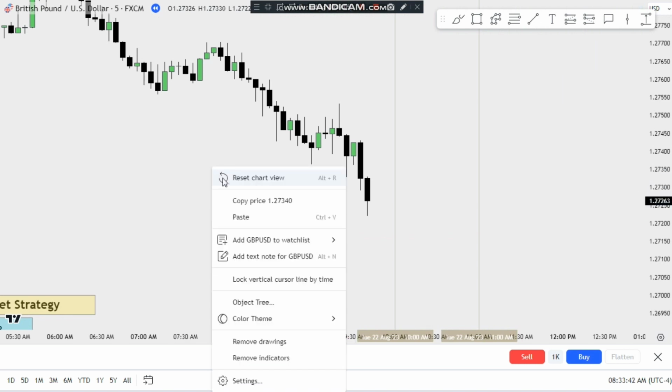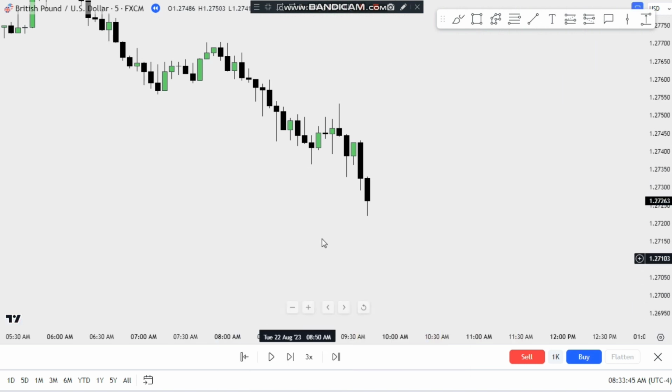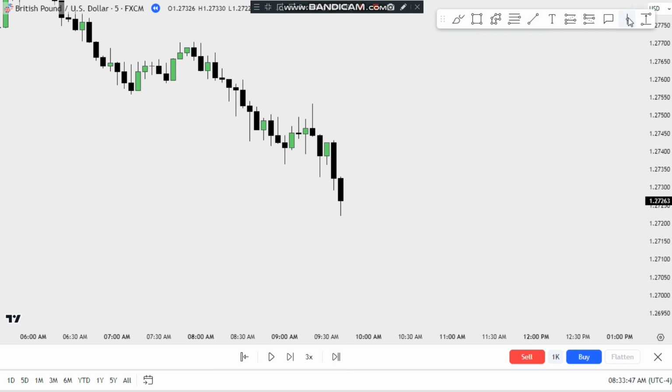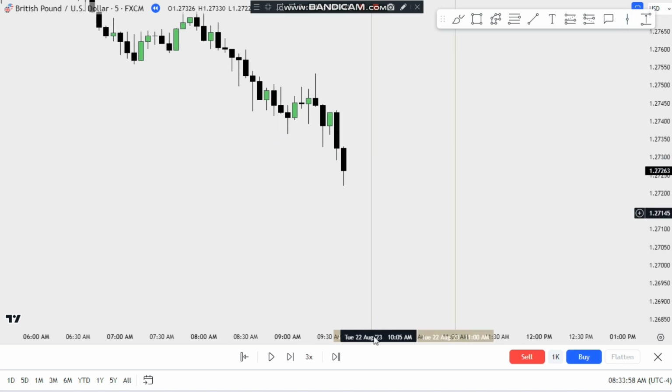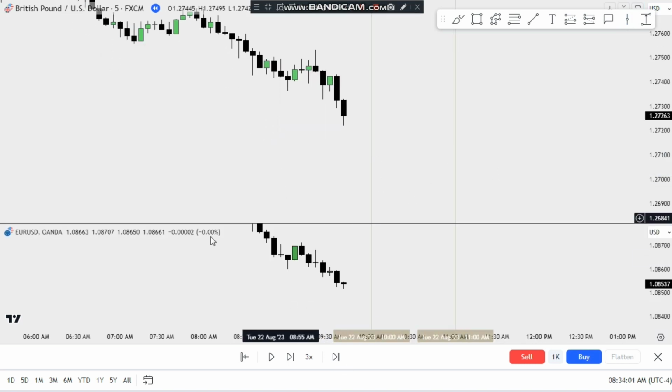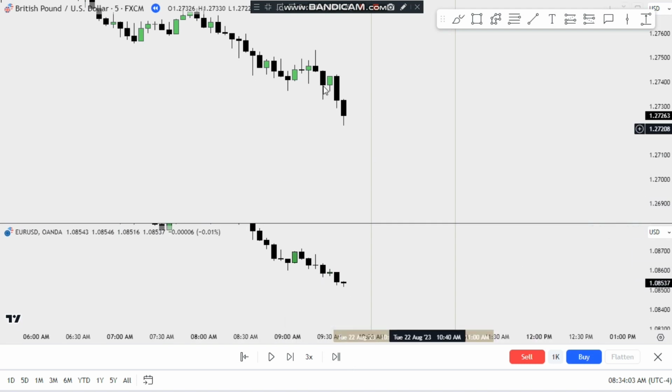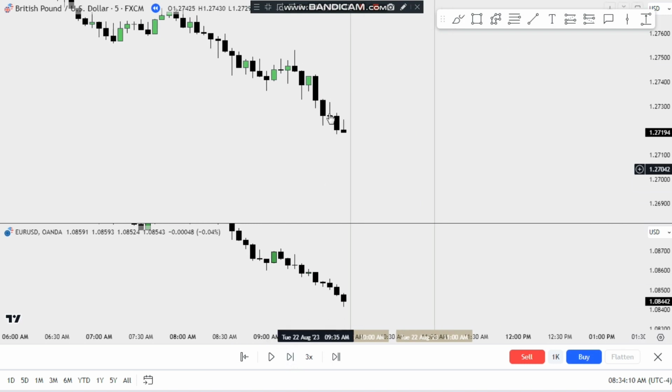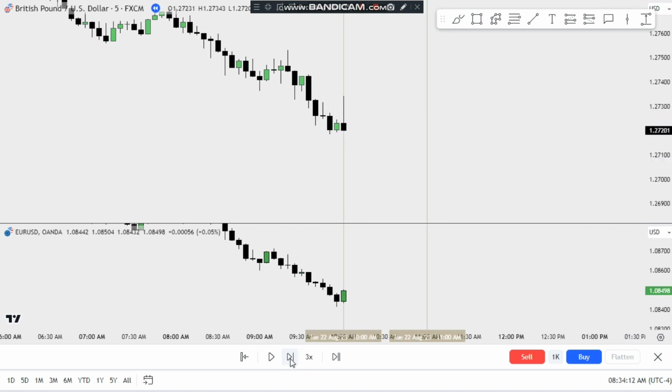So I will remove all these drawings and show you this backtesting example. This is from the 22nd of August, and this is the 5-minute chart. This is the silver bullet window, 10 to 11 a.m. I will open the euro chart too. You can see that both the prices are going down. I will forward it. Each candle is a 5-minute candle. Now the price has entered into this window.